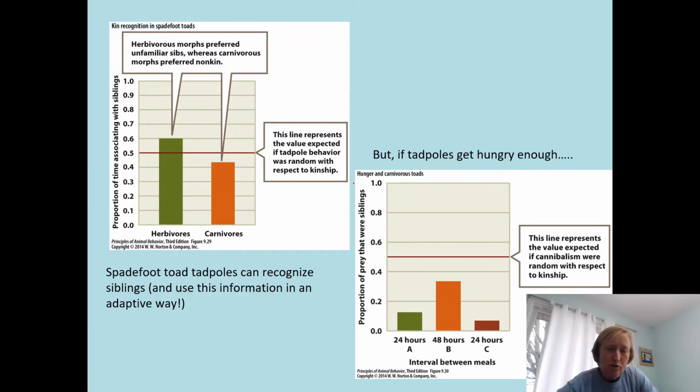Who knows? Unfortunately, if they're hungry enough, so at 48 hours, the proportion of prey that were siblings goes way up. So at some point they'll eat their siblings if they have to. But the idea is they can somehow recognize each other based on probably a pheromone, a familiar smell. You must be my sibling. I am not going to eat you.